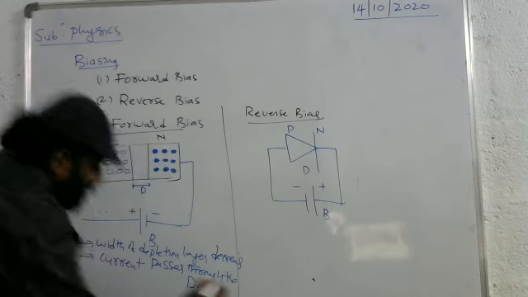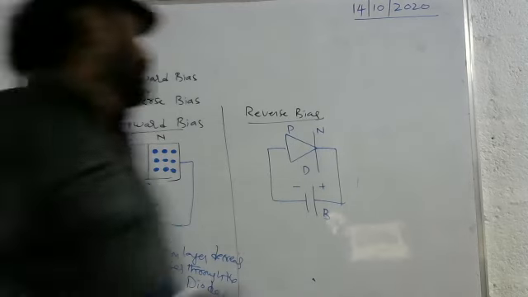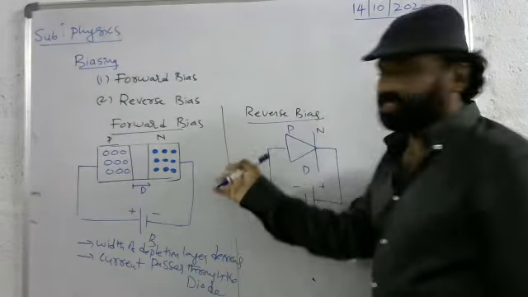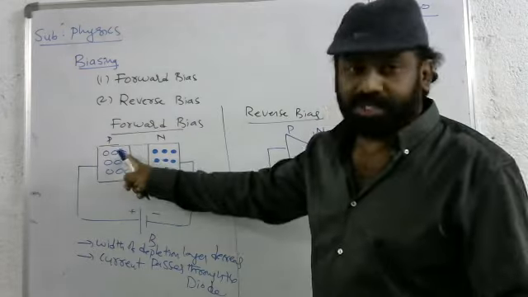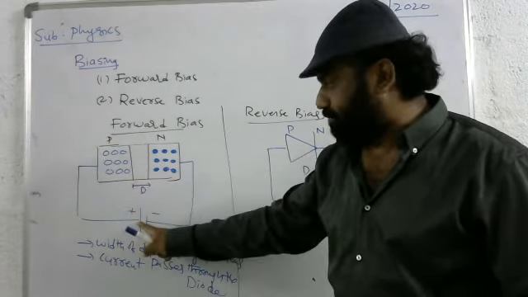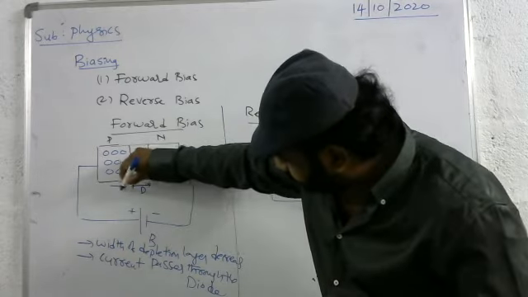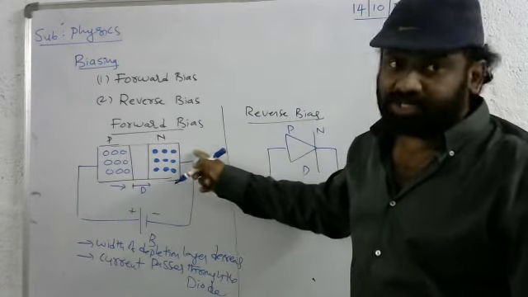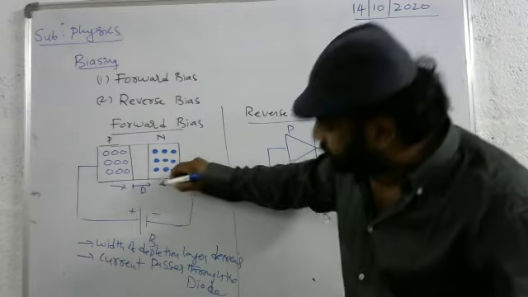Current passes through the diode. Let us see what happened in the forward bias. The holes in the P region are repelled by the positive terminal of a battery, so they move towards the junction. Here electrons in the N type also move towards the junction.